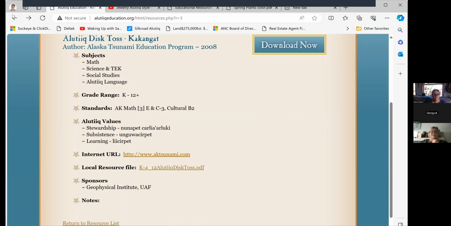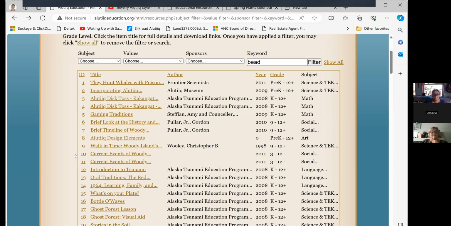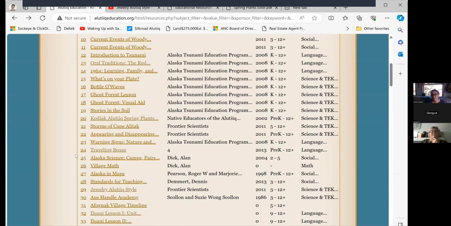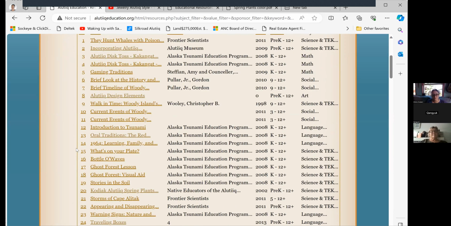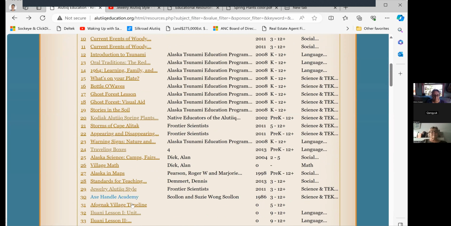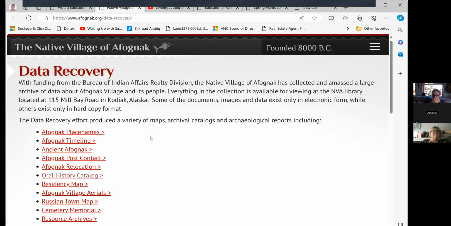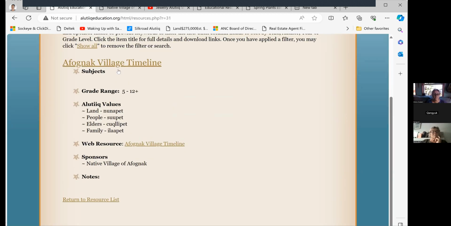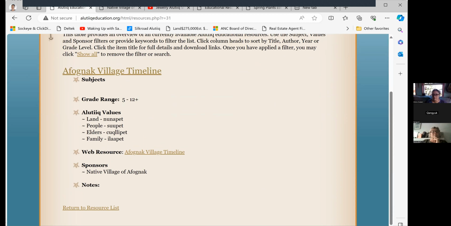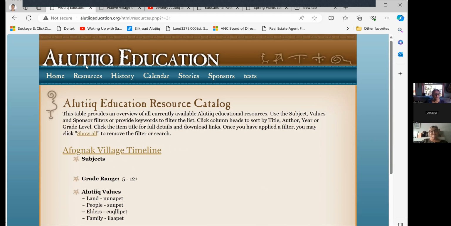There is a lot of stuff. And I like that it's a search engine with these nice categories. That's another thing I really like about it. Because with the Alutiiq Museum, you can search for things, but it isn't categorized in the same way. You don't know what grade level it might be appropriate for, or what value it speaks to.